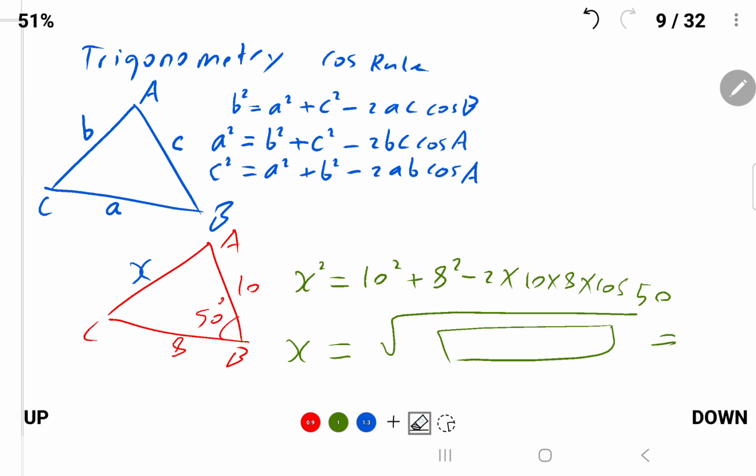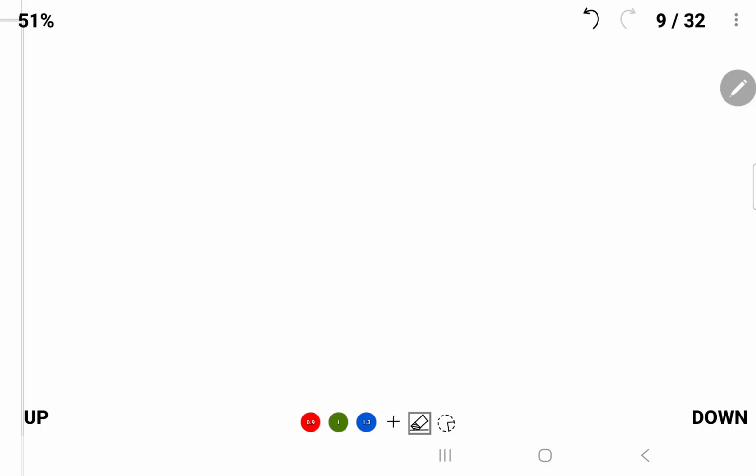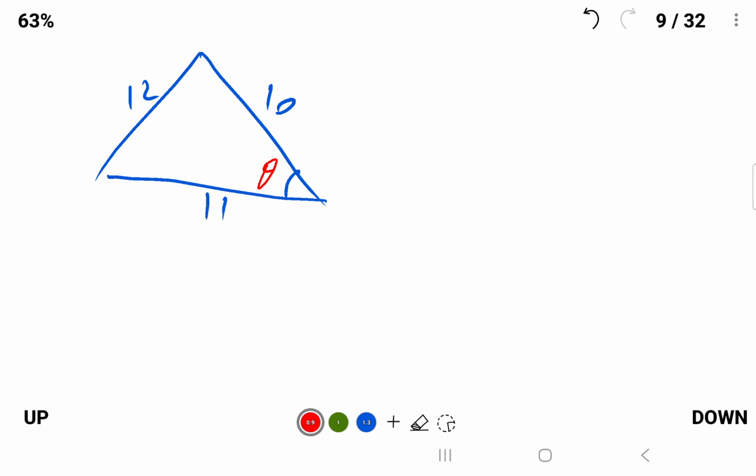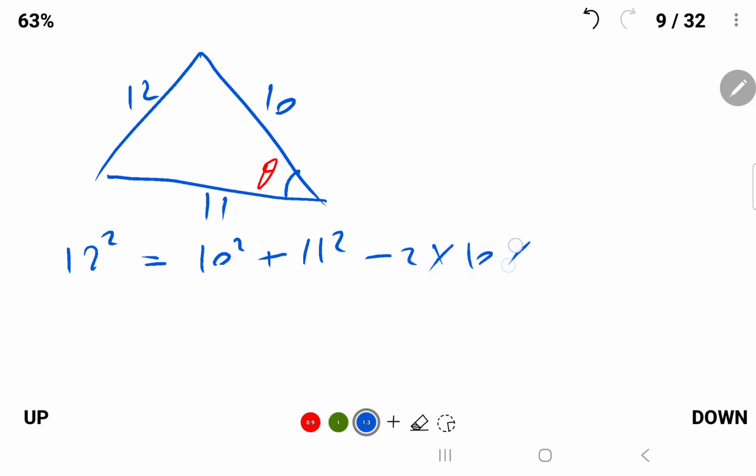Okay, another idea is where to use the cosine rule. In a different question, we might give you three sides. For example, we can tell you this side is 10 and this is 11 and this is 12. Find angle theta here. Also, in this case, you can use cosine rule. So for example, here you have to start with 12. So you can do 12 squared is equal to 10 squared plus 11 squared minus 2 times 10 times 11 times cosine theta.